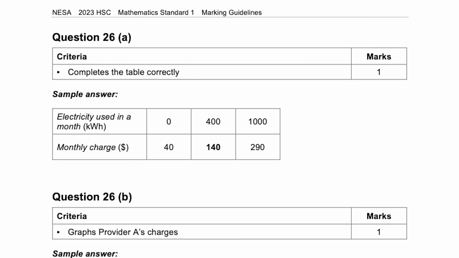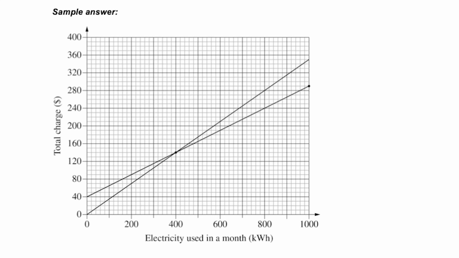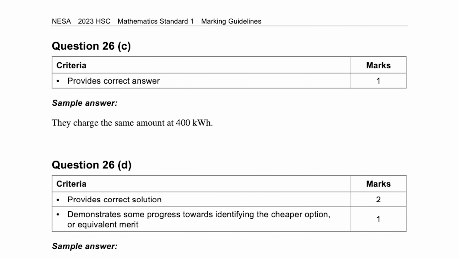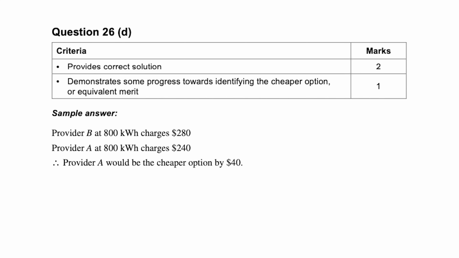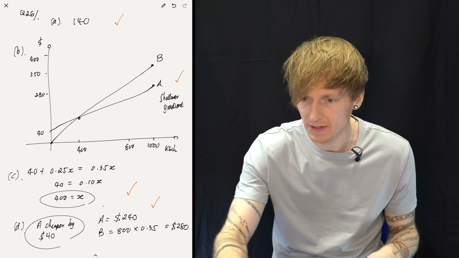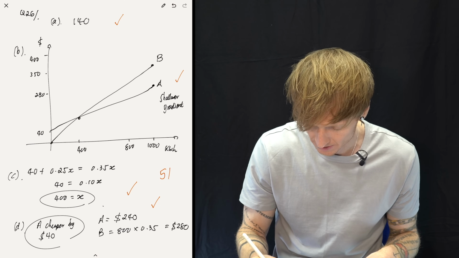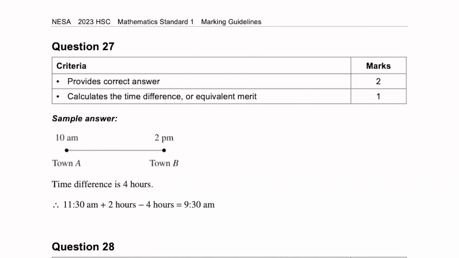26. Oh yeah, electric supplier 1. Table correctly with the value 140. Yep. Draw the graph. Yep. Say that they are equal at 400. And then 280, 240 cheaper by 40. Amazing. So that's 2, 3, 4, 5 out of 5. A bit more involved, that one.